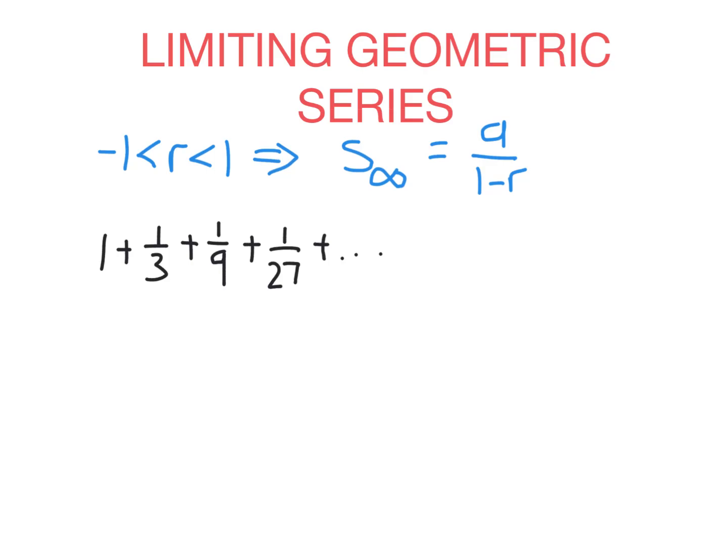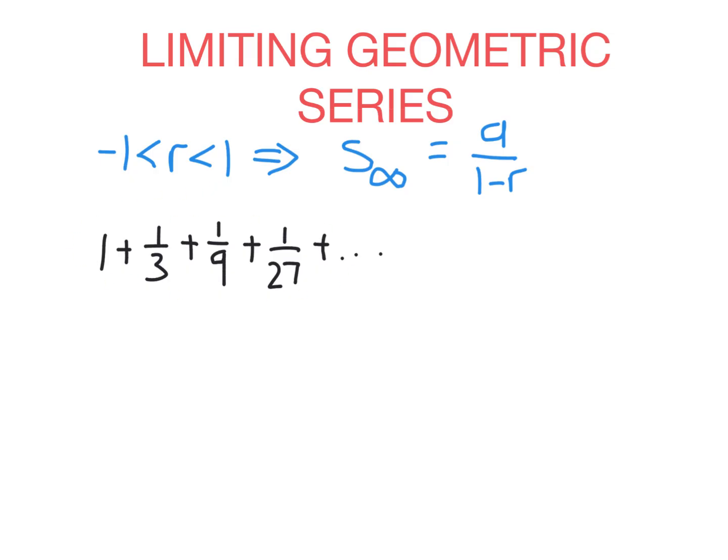Thank you so much for tuning into this video in which we will go through limiting geometric series. That occurs when you have a geometric series and r is between, but not including, -1 and 1. If r is between -1 and 1, you can add infinitely many terms according to this formula. So let's look at this example to see what's going on.